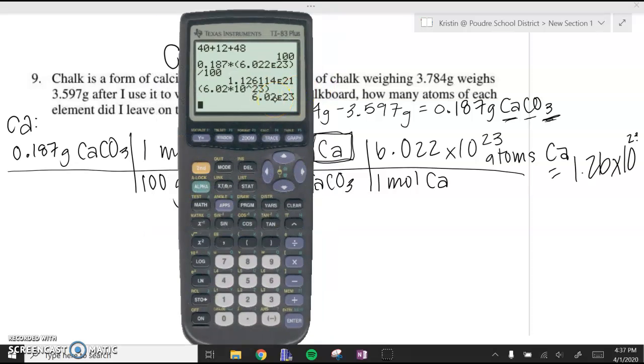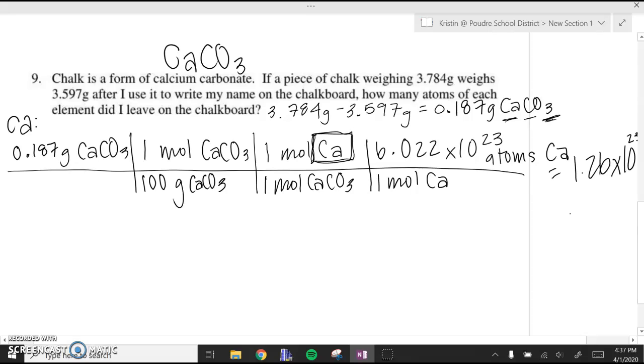Okay, anyway, I digress. So there is calcium, and you might be saying to yourself, the step where we switched from calcium carbonate to calcium was 1/1. It didn't really do anything to change the answer. And you're not wrong. However, it's still appropriate to consider the number of each element in the compound because we'll go ahead and do oxygen next.